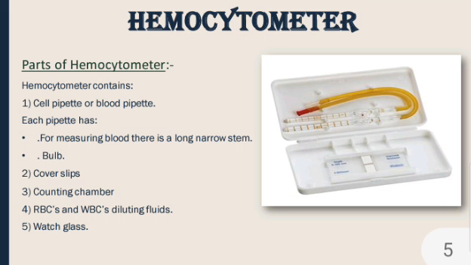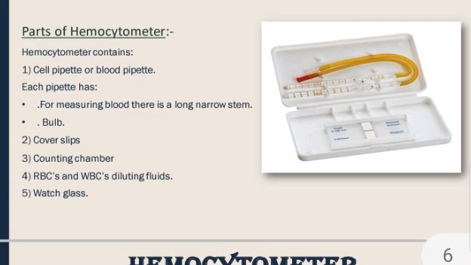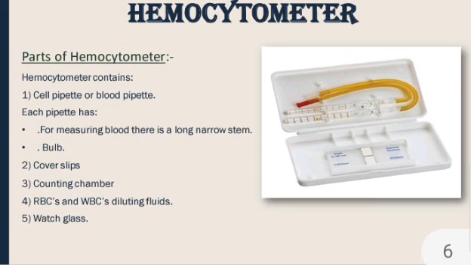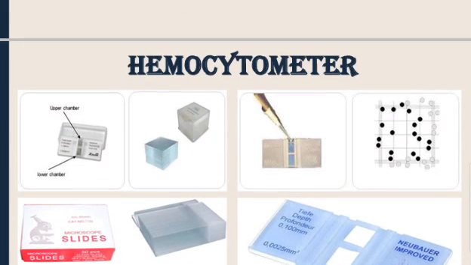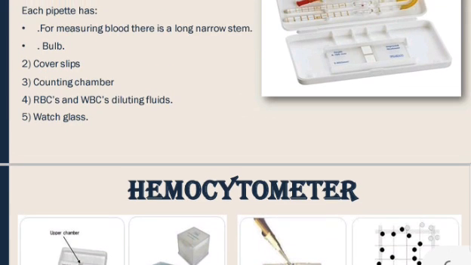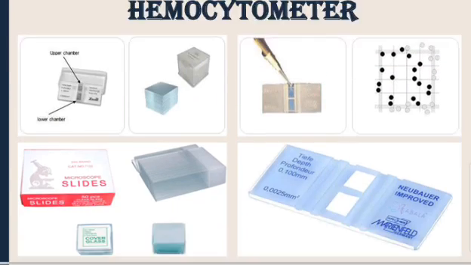So parts of hemocytometer is cell pipette or blood pipette. Each pipette has a long narrow stem for measuring blood and a bulb, cover slips, counting chamber, RBCs and WBCs, diluting fluid and watch glass. These all are the parts that are discussed above on the slides. These are cover slips, WBCs and RBCs, diluting fluid, pipette, all are present in this figure.